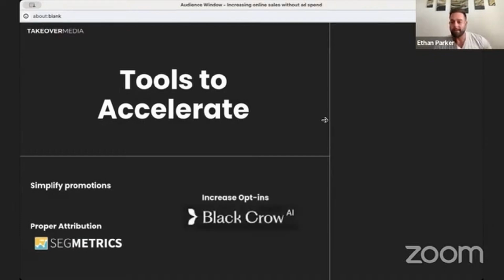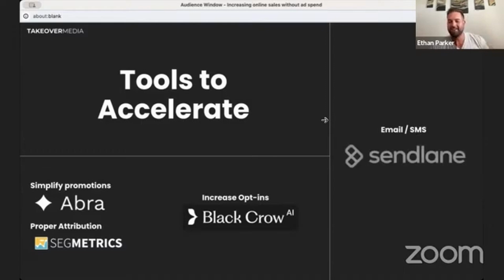You also want to work everything you can to increase your opt-in rates. Black Crow is a super great platform that helps. It'll do AI based secondary showings to your audience of the offer to get them to opt in. Very effective. Highly recommend. For email and SMS campaigns, SendLane is a really great tool. Those guys are going to give you kind of the best pricing, and it's all in one spot for anything you need there.